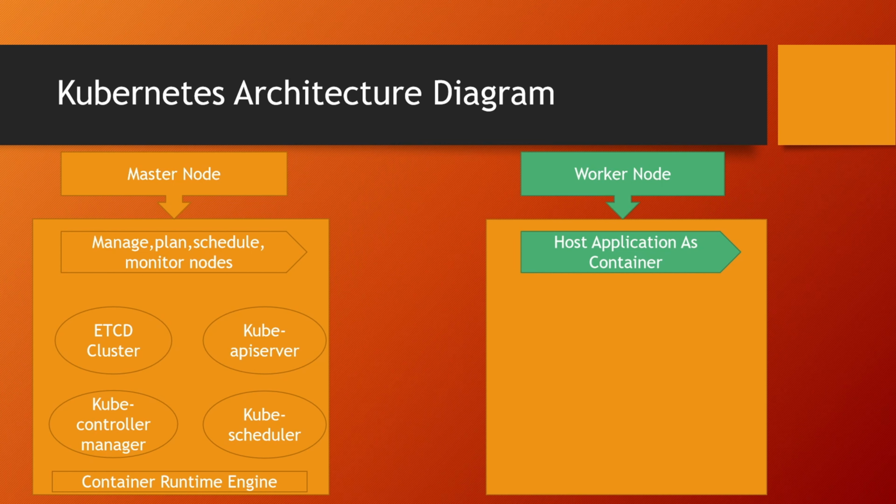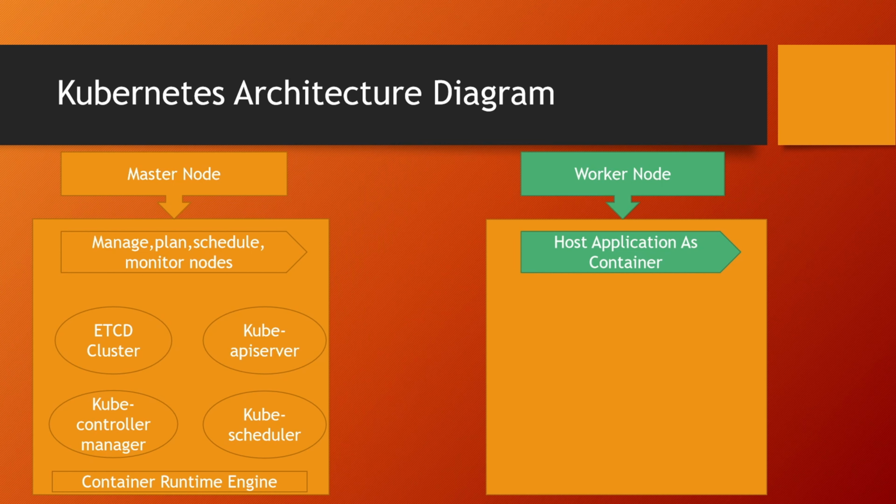The next one is the Kube API server. What is the Kube API server? The Kube API server is the primary component of your entire Kubernetes cluster. All the control plane components or worker node components are directly or indirectly interacting with the Kube API server, right? The next one is the Controller Manager.